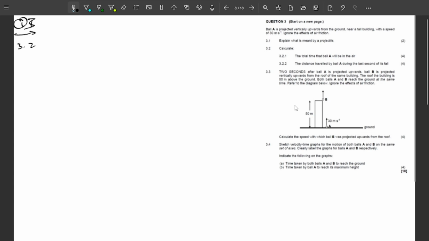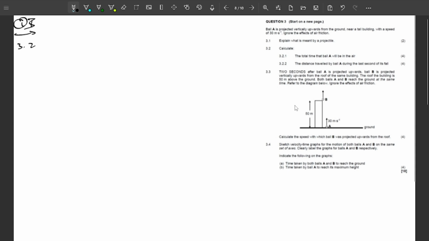Hi guys, in this video we're going to be doing vertical projectile problems, so you're more than welcome to pause the video and attempt the problems by yourself. This is question 3, and it states: ball A is projected vertically upwards from the ground near a tall building with a speed of 30 meters per second. Ignore the effects of air friction. Now, 3.1 states: explain the term projectile.